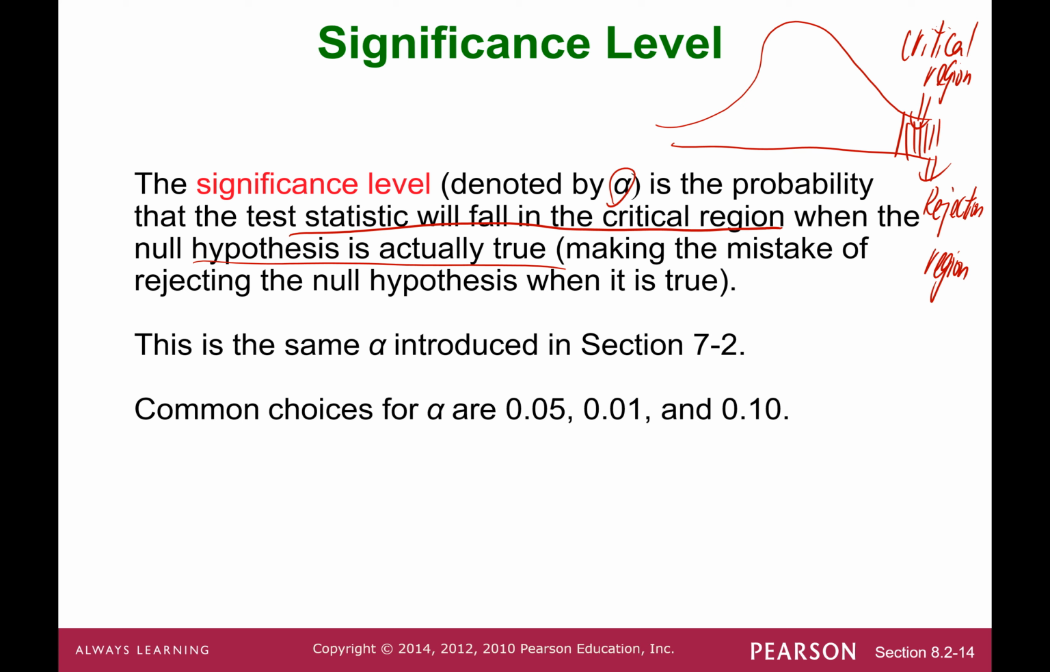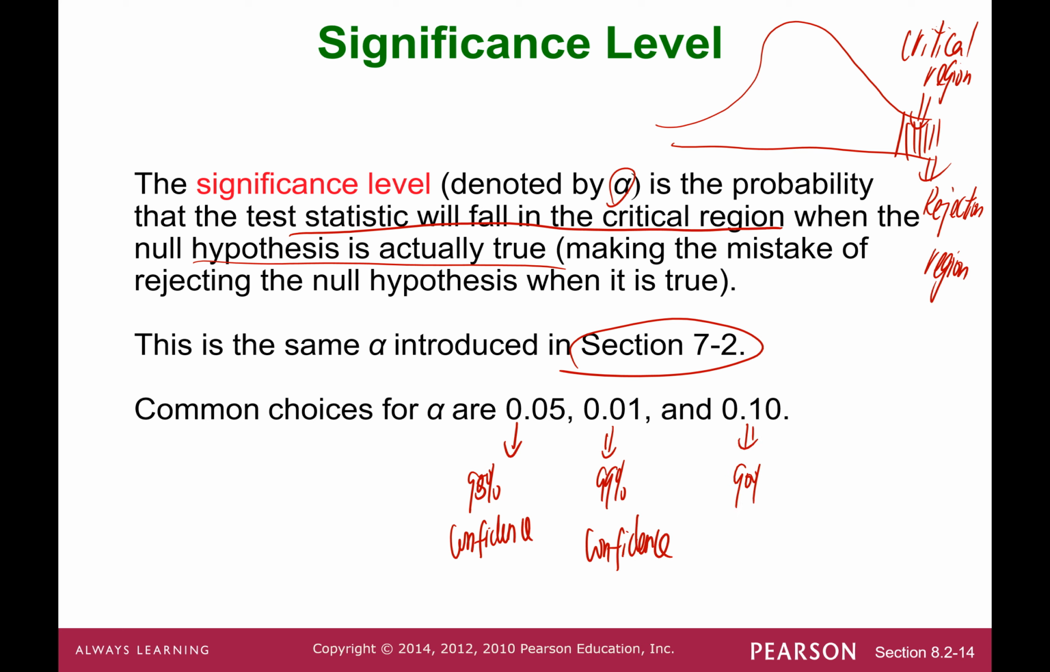This is the same alpha introduced earlier in chapter 7. Common choices: alpha is 0.05, 95% confidence. 0.01 is 99% confidence. When alpha equals 0.10, then it's 90% confidence.